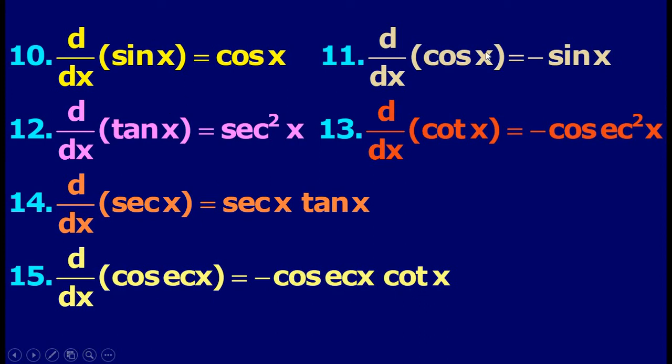You have to remember in this order only, that is first it is sin, cos and tan, cot, secant and cosecant. So alternate plus and minus. Sin x differentiation is cos x, cos x differentiation is minus sin x. Tan x differentiation is secant square x. Cot x differentiation is minus cosecant square x. Secant x differentiation is secant x tan x, and cosecant x differentiation is minus cosecant x cot x. So here plus minus plus minus plus minus. So remember in this order only.